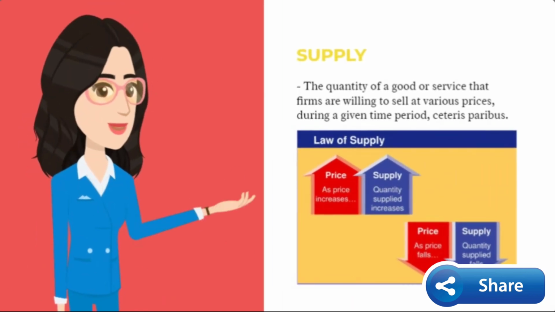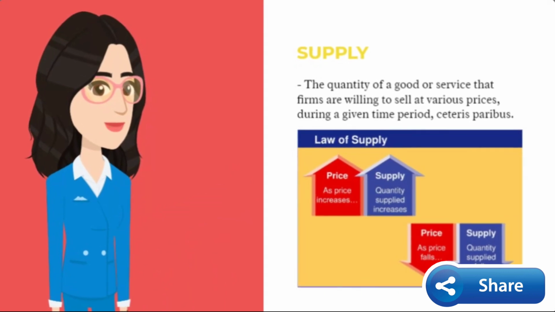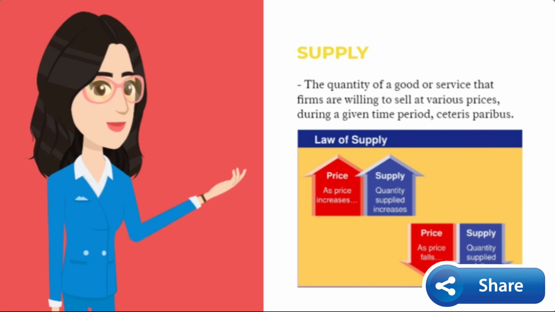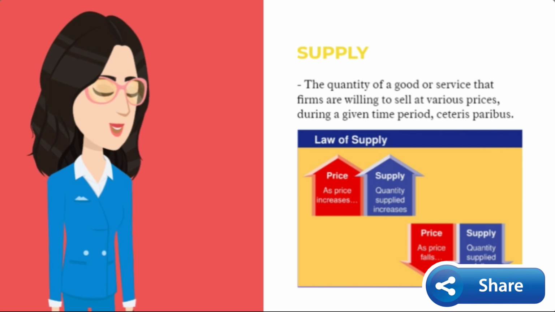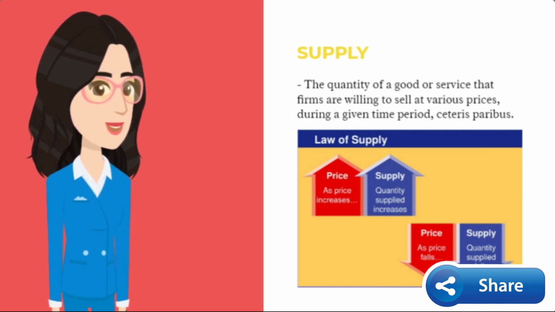Next is supply, the quantity of a good or service that firms are willing to sell at various prices during a given time period, ceteris paribus. According to the law of supply, as price increases, quantity supplied increases, and as price falls, quantity supplied falls. So the law of supply states that an increase and decrease in the price of goods or services also results in an increase and decrease in their supply. It only shows that there is a direct relationship between price and quantity supplied.